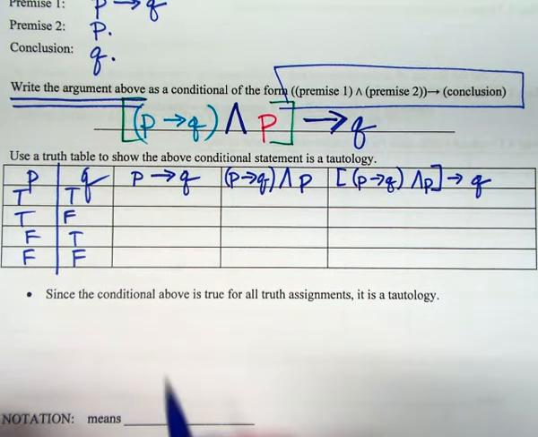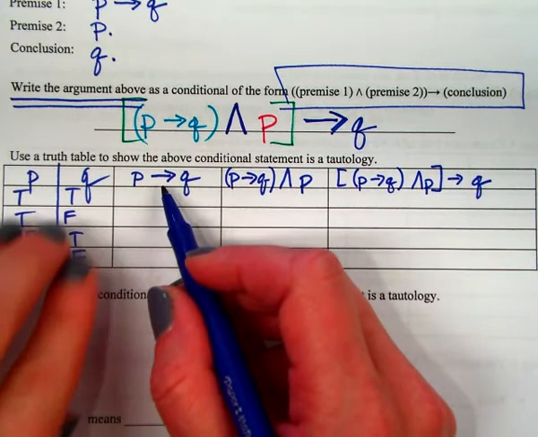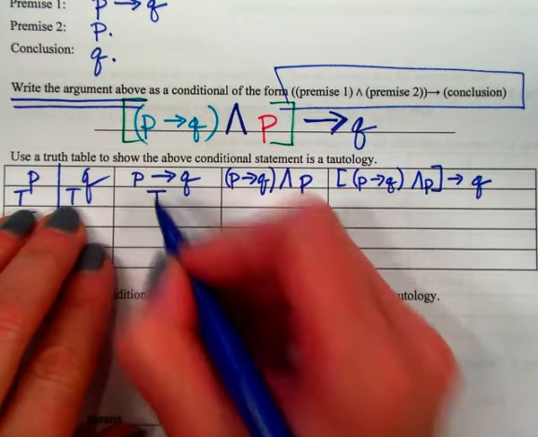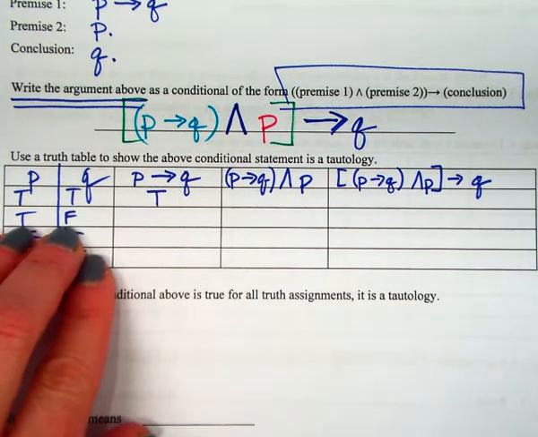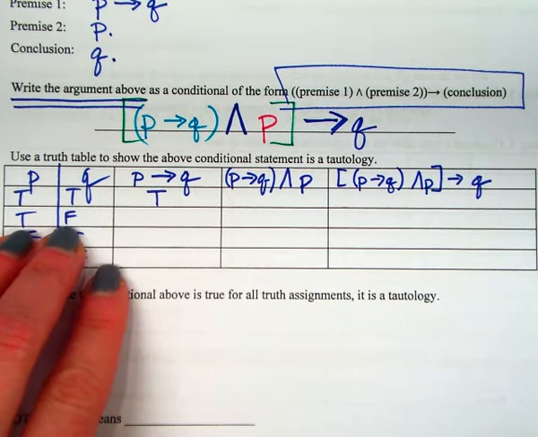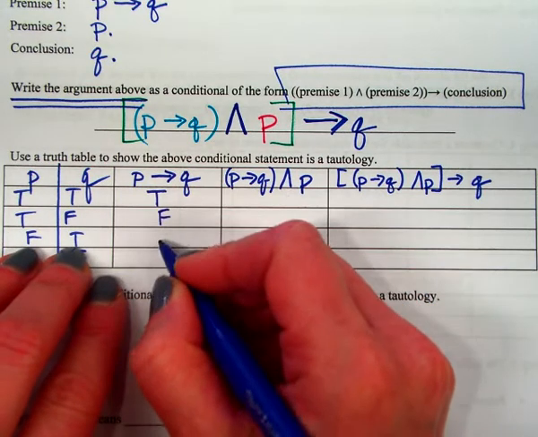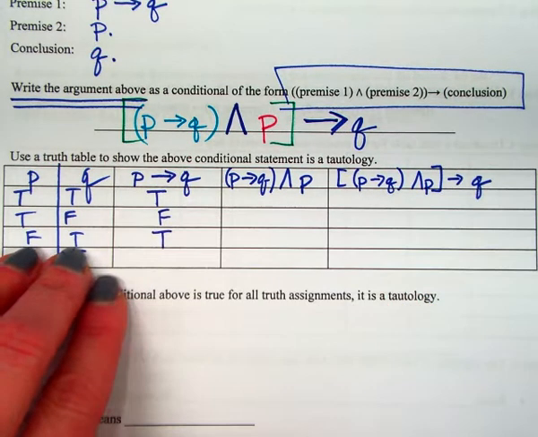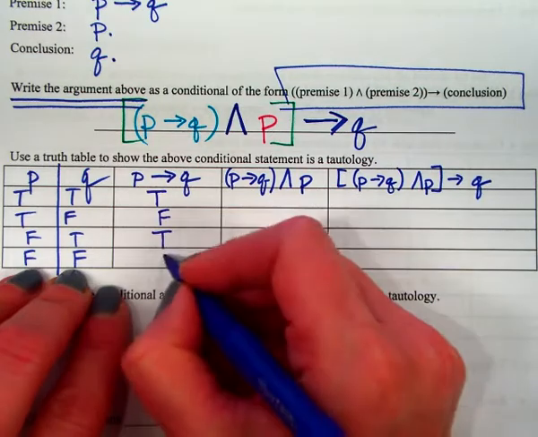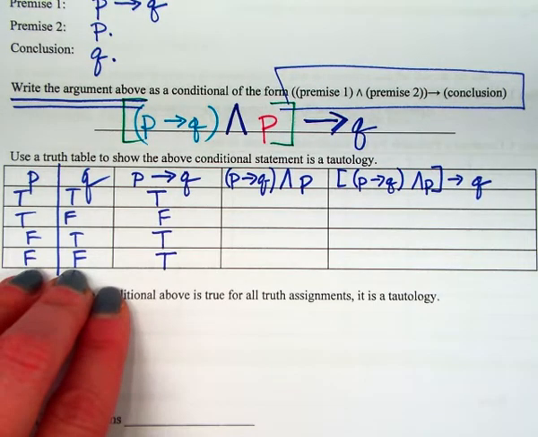Let's fill this in. So, if P then Q, if true then true is true. If true then false is false. If false then true is true. If false then false, that's also true. Remember, if then, check your gold sheet, false, false for an if then gives you true.